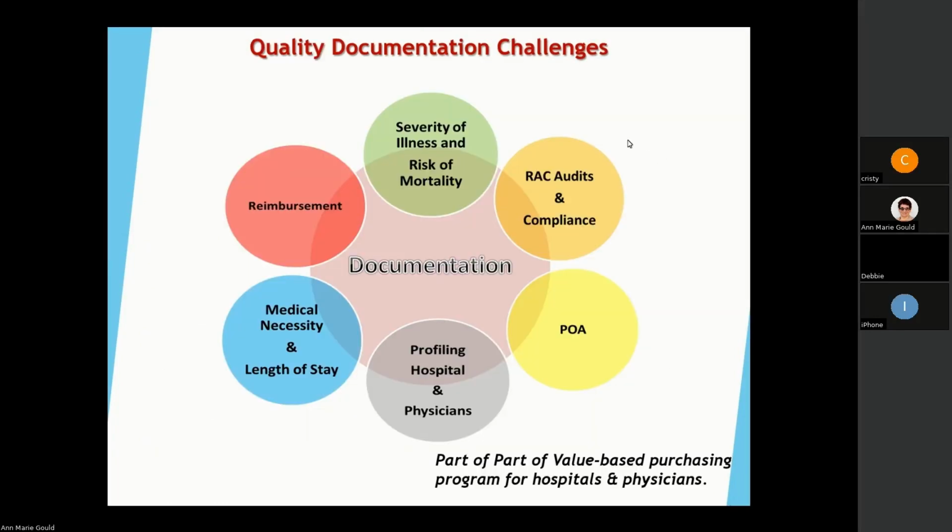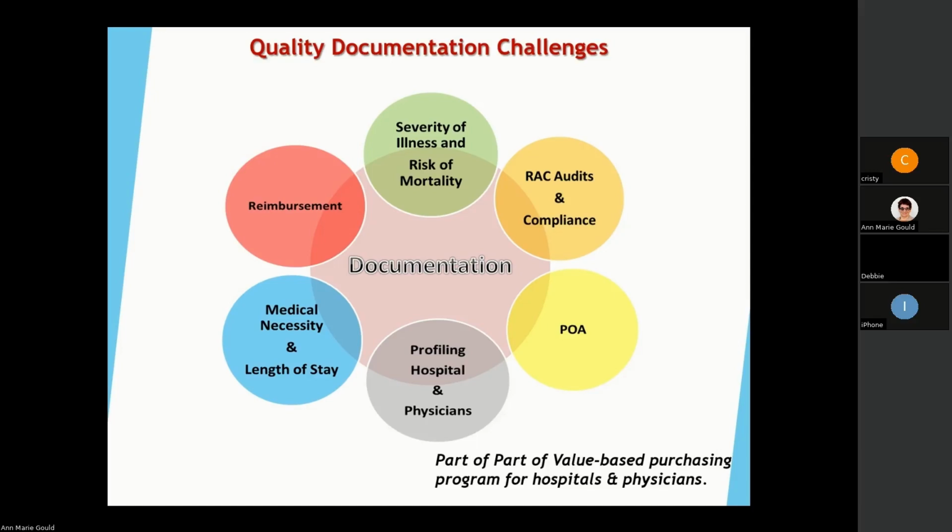All right, now let's talk about quality documentation challenges. As you can see, documentation affects a lot of pieces of the pie, which is all part of the value-based purchasing program for hospitals as well as your physicians. So you have your severity of illness and risk of mortality data points. That's your SOI and ROM that we see on the DRG assignment in 3M. They're also part of RAC audits and your compliance. POA is a big piece of the pie for CDSs because that's your present on admission indicator. It also provides profiles for your hospital and physicians.